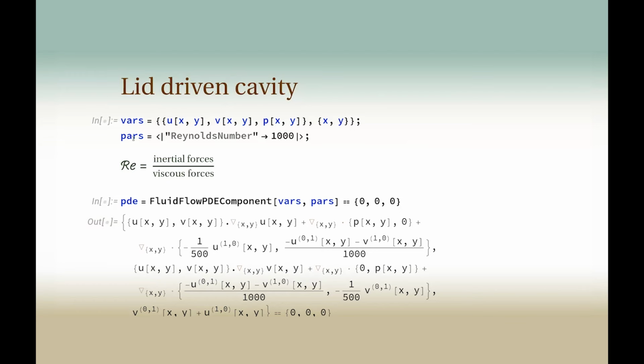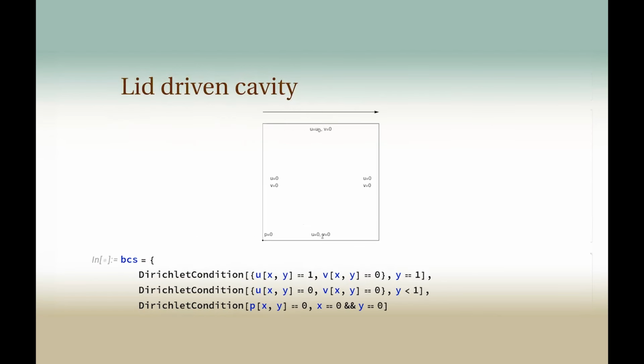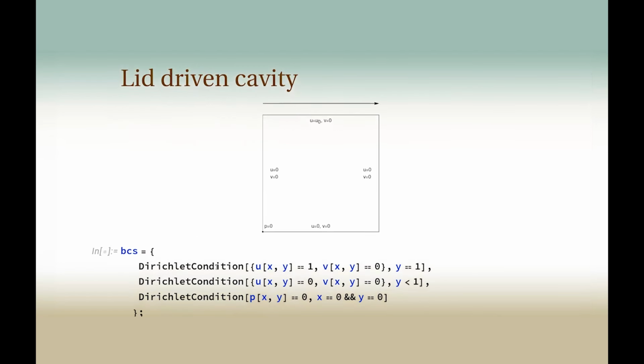And the parameter is, we say we'd like a Reynolds number of 1000. And Reynolds number is the relation between the inertial force and the viscous force. And this is then what the fluid flow PDE component generates for us. Okay, so let's look at how we solve this. So the first boundary condition, the Dirichlet condition, is actually telling us that U has a fluid flow of 1 and V has a fluid flow velocity of 0 at Y equals 1.